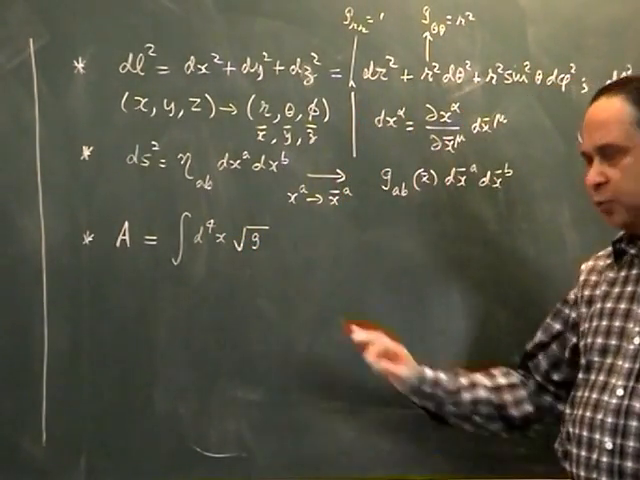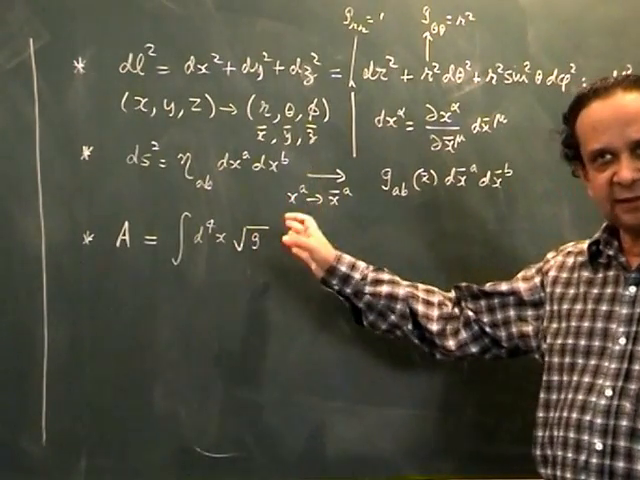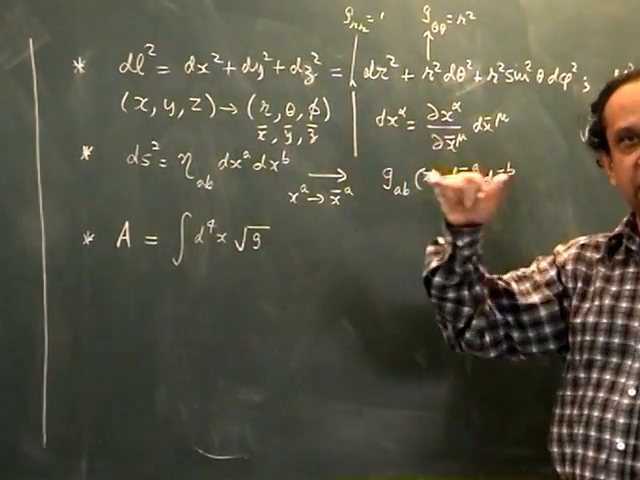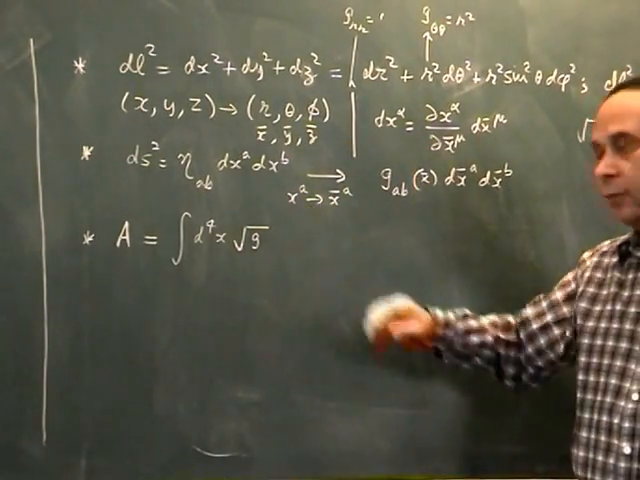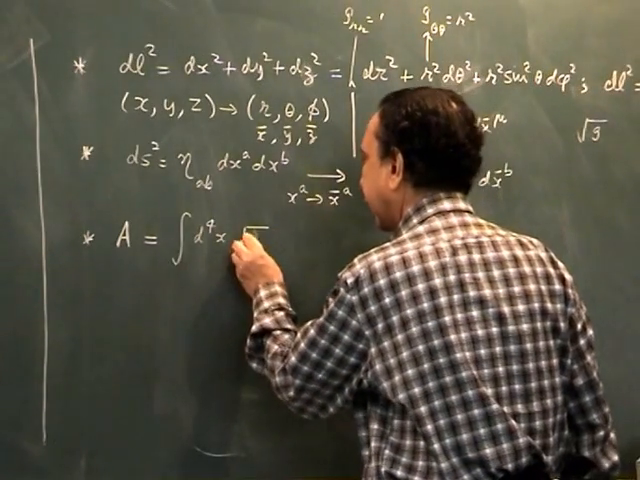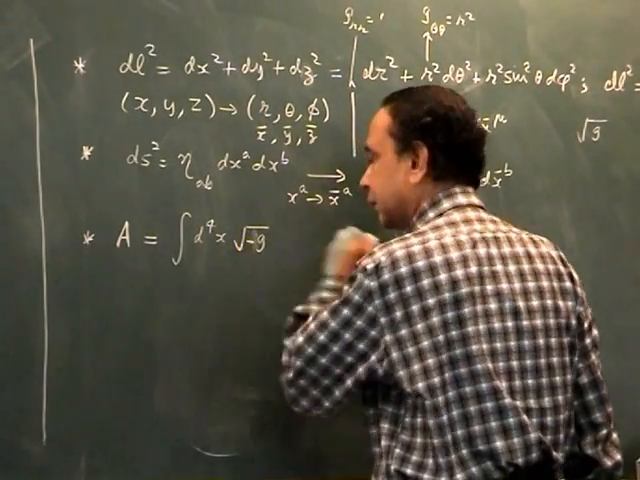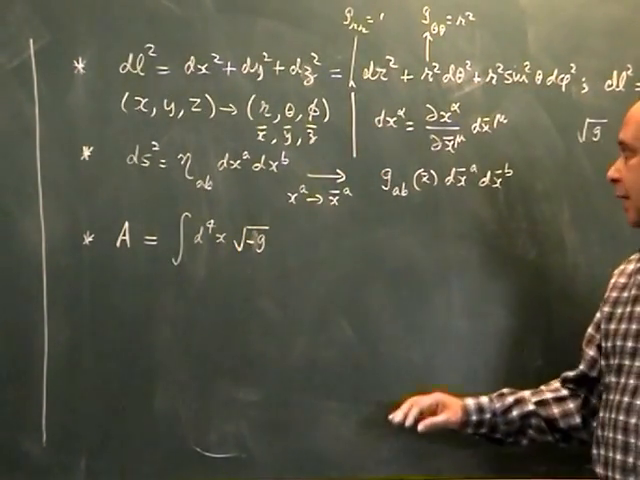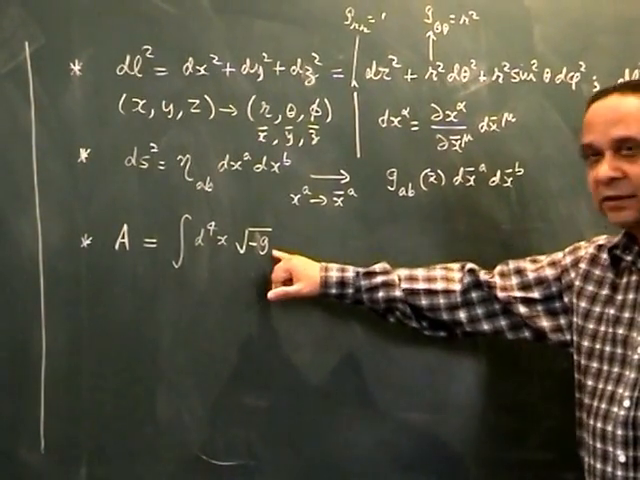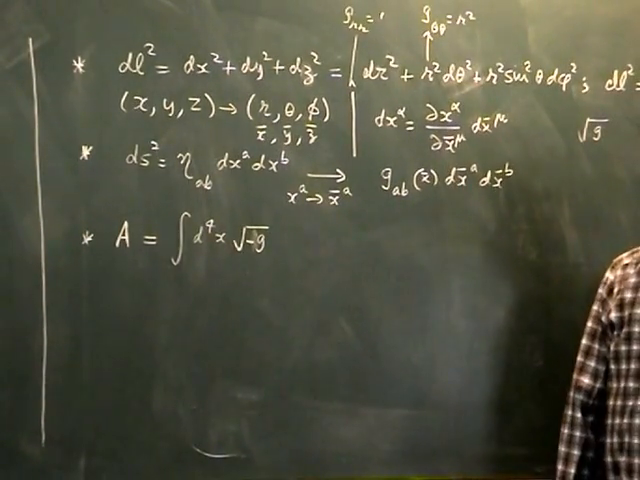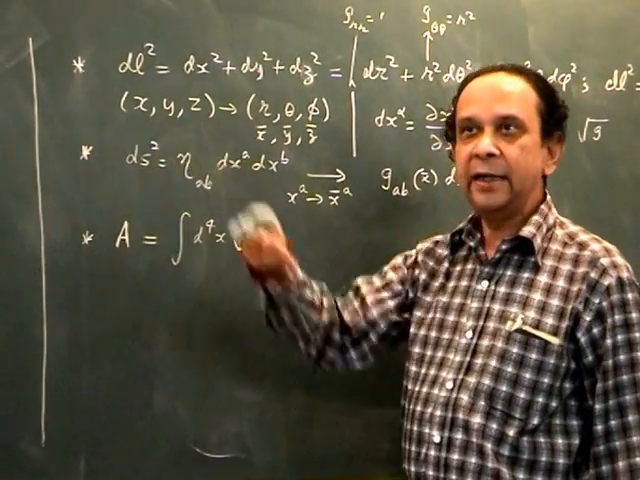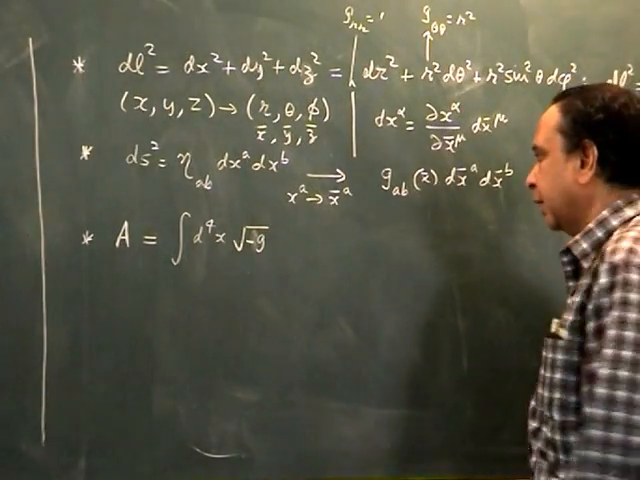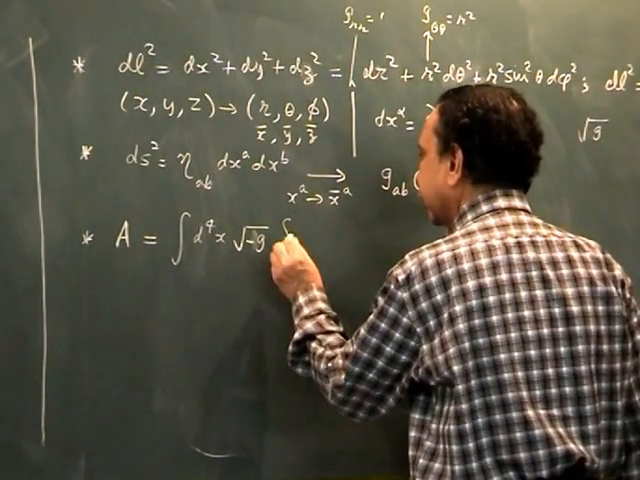Most books would write it as root minus g, but as I said, by my convention, I am not denoting it. Or maybe you will go and read other books, so let me put a root of minus g. Okay, so this is your volume element. Then you want to write down the rest of the action, that is the Lagrangian. So it has a half.